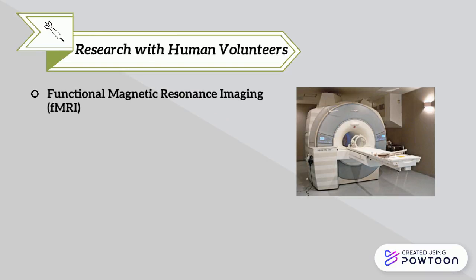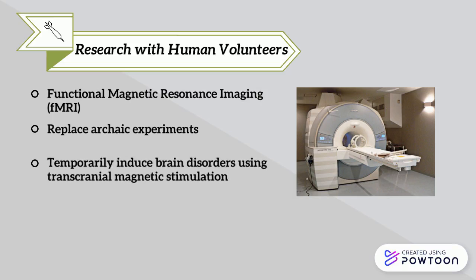An example of research with human volunteers is functional magnetic resonance imaging (fMRI), an advanced brain imaging and recording technique which human volunteers can use to replace archaic experiments in which rats, cats, and monkeys have their brains damaged. Researchers can temporarily induce brain disorders using transcranial magnetic stimulation.